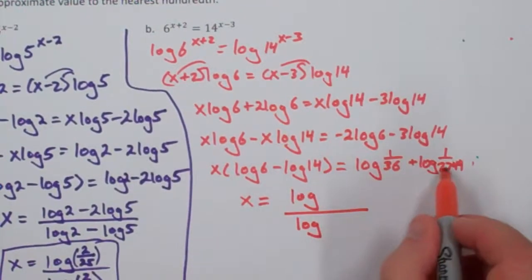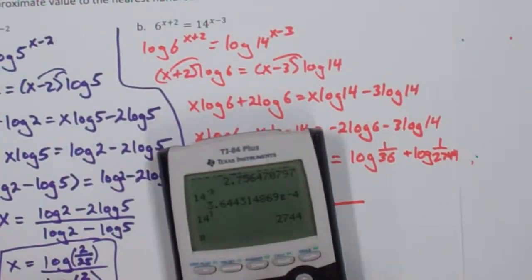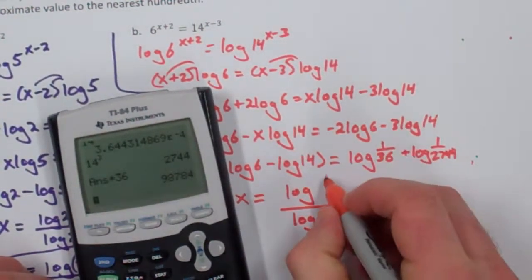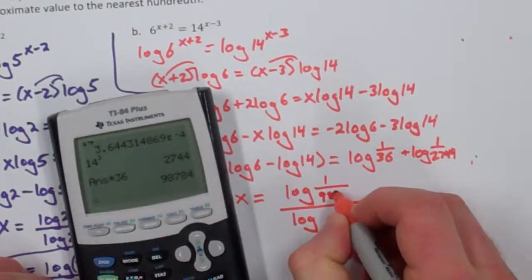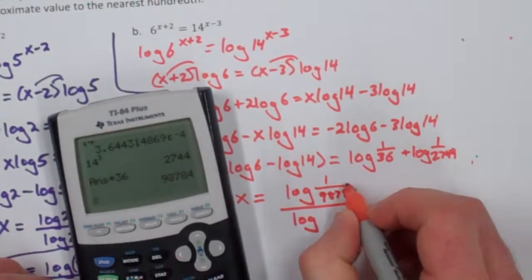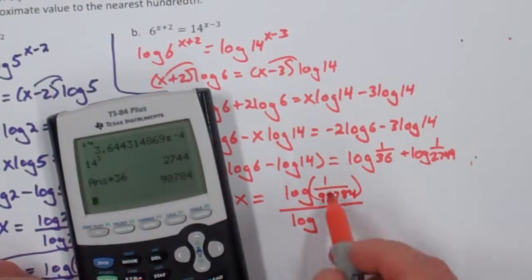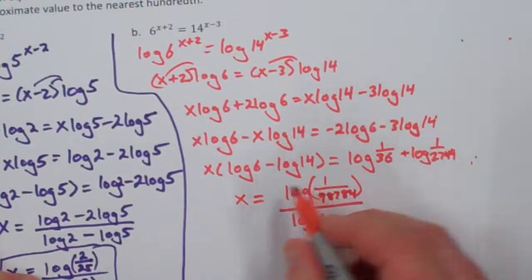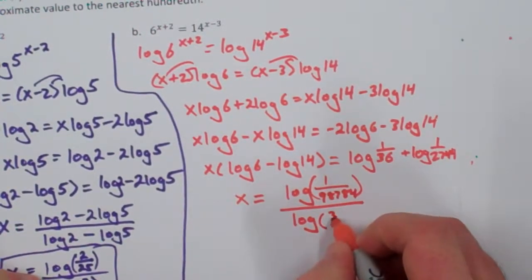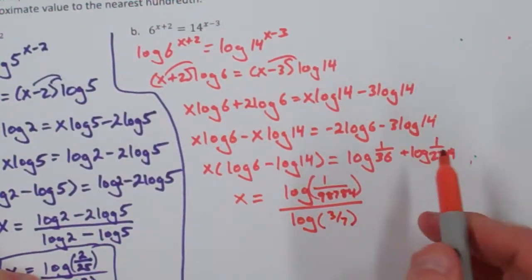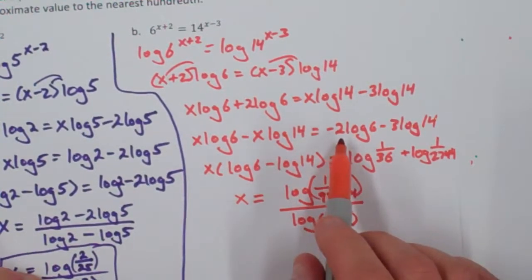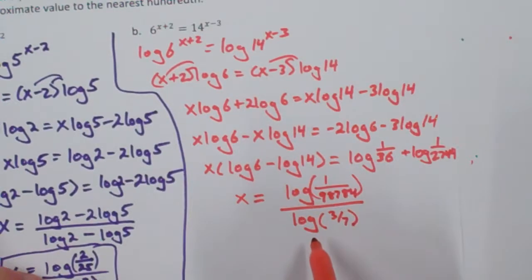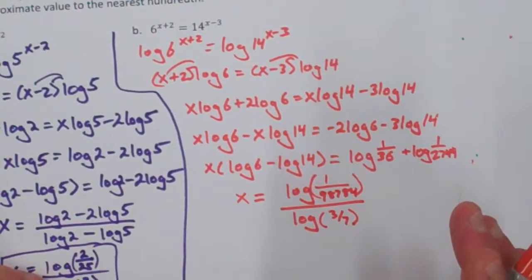whatever this is combined. We need to multiply those together. So I'll multiply that by 36. That'll be our new denominator. So we've got log of 1 over 98,784, and that's all in that argument position. And then the bottom here, we're going to have 6 divided by 14, or 3 over 7. And that's just changing all of this into just one log on the top and one log on the bottom. But if you didn't want to do that, that'd be okay as well.